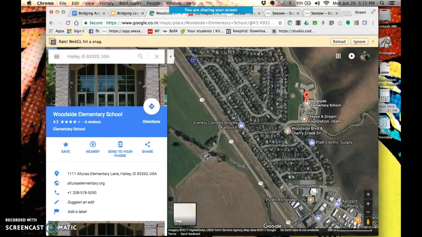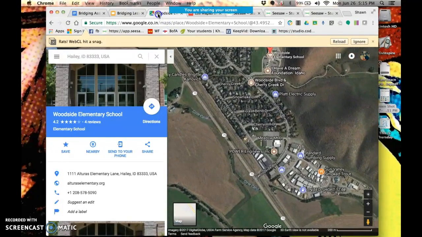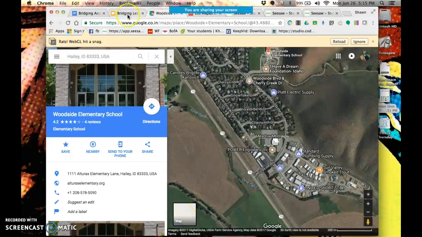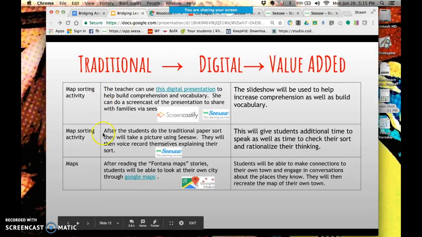it's a way for them to be able to make connections and really see real life maps of their own town. Students will be able to make connections to their own town and engage in conversations about the places they know.